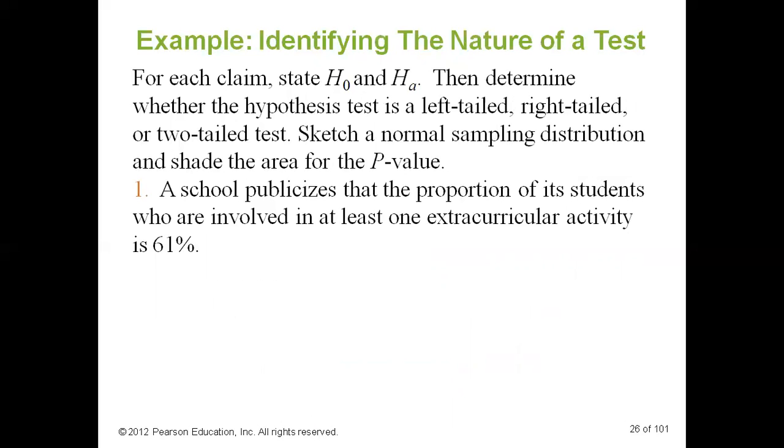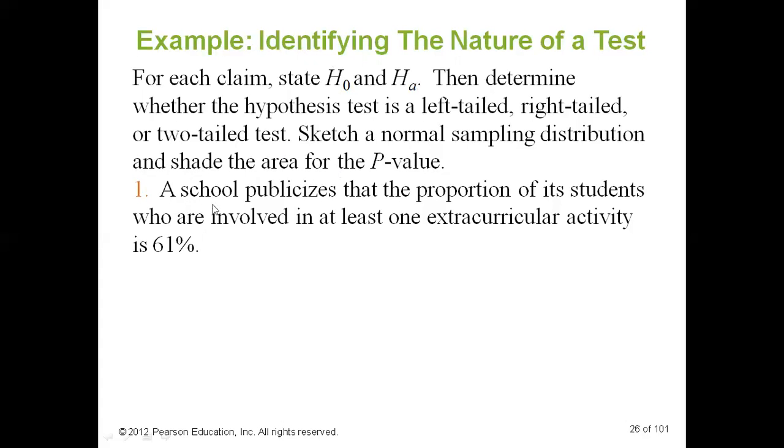Identifying the nature of a test. For each claim, state H0 and HA, then determine whether the hypothesis test is left-tailed, right-tailed, or two-tailed. Sketch a normal sampling distribution and set the area for the p-value. First you have to define the null hypothesis and alternative hypothesis. Then on the basis of the claim, you determine whether the test is left-tailed, right-tailed, or two-tailed. After identifying this, you compute the probability value of the test statistic.